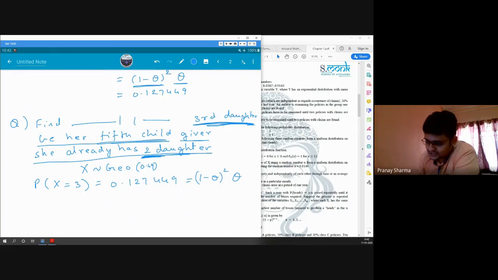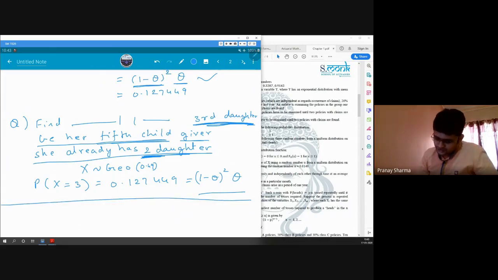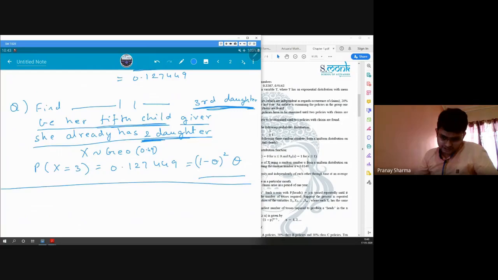So it's exactly the same thing here and here. So let's move forward. So these were our few discrete distributions. There is one more discrete distribution that is left, and that is Poisson distribution.